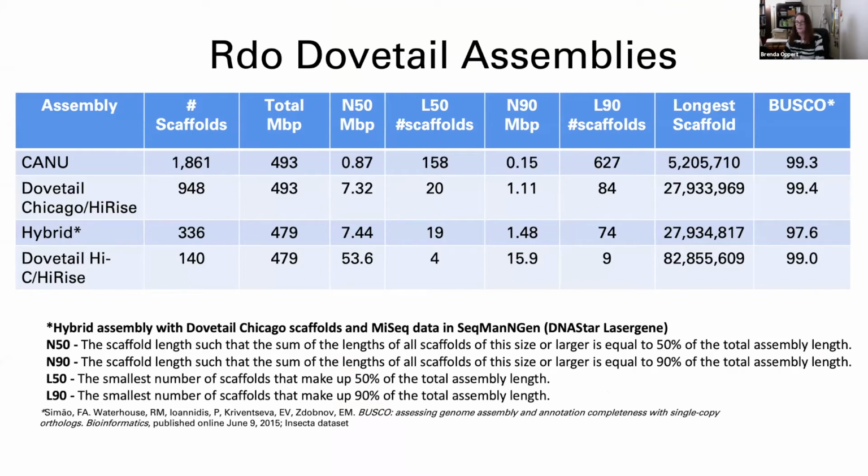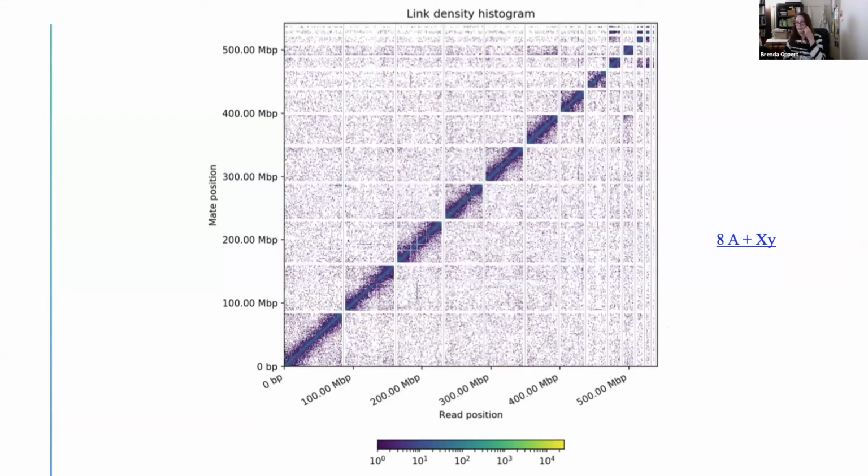We did take this assembly and used Illumina data to obtain what we call a hybrid assembly in an attempt to increase the accuracy. But the accuracy of PacBio data now is better, and so we no longer do this. The HiC scaffolding provided a final assembly of 140 scaffolds with an N50 of 53.6 megabases. And this is the linked histogram for the HiC scaffolds, indicating that essentially we have scaffolded chromosomes for this insect.